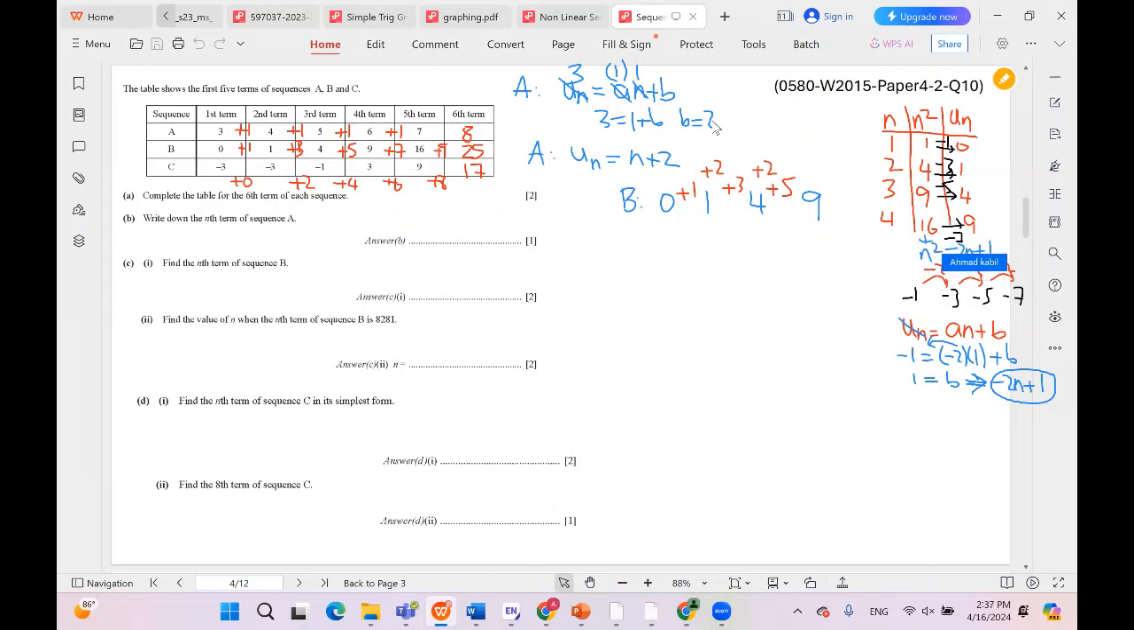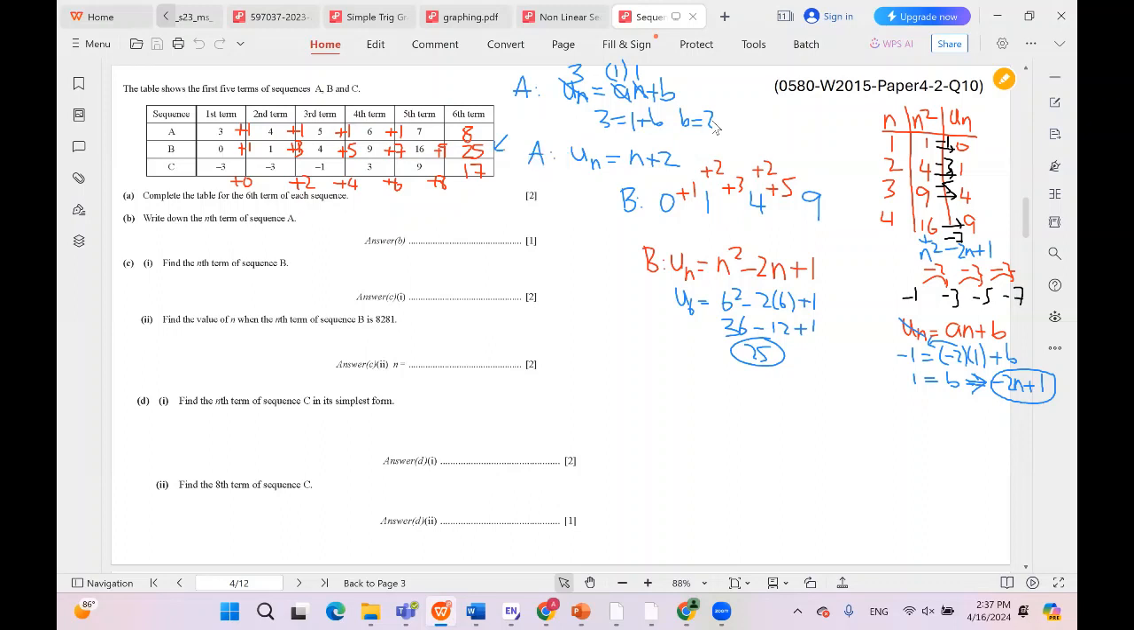So the final formula for sequence B can be written as un equals n squared minus 2n plus 1. And if you try plugging n here as 6, you get U6 equals 6 squared minus 2 times 6 plus 1. This is 36 minus 12 plus 1. And this is 25. And this matches the number that we got for the sixth term in B. We got 25 here. And this comforts us that we are on the right track.